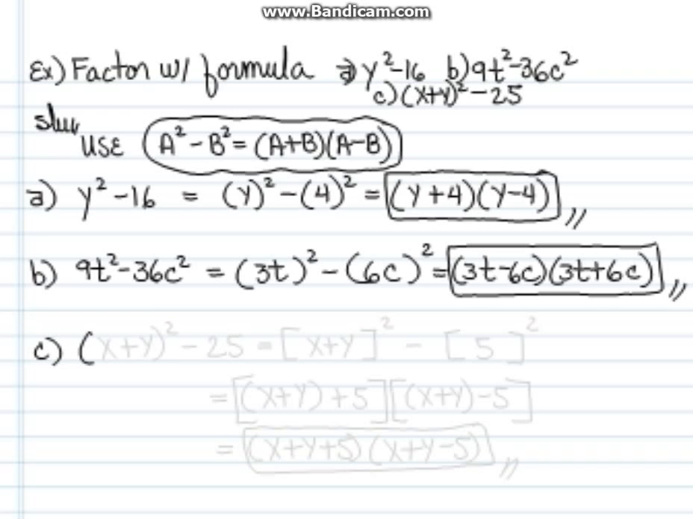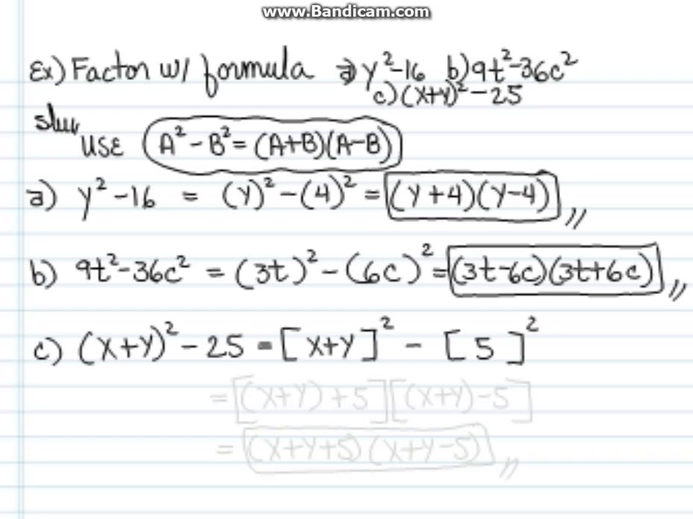Okay, part C, the problem is (x plus y) squared minus 25. Now, resist the temptation to expand the (x plus y) squared. This is actually nice the way it looks because we have an expression squared minus 5 squared. So we can use the formula. See, this is bracket x plus y squared minus bracket 5 squared. x plus y in the first bracket, 5 in the second. So it's a difference between two squares.